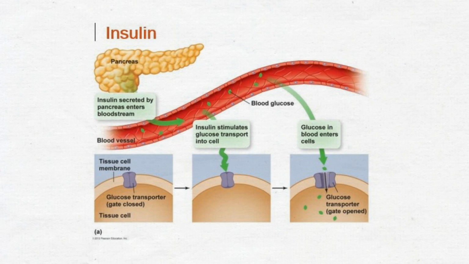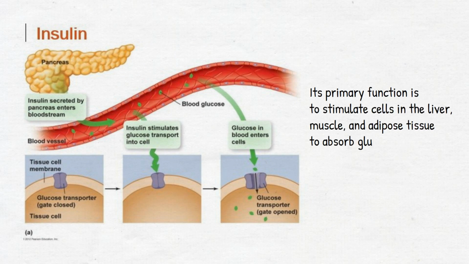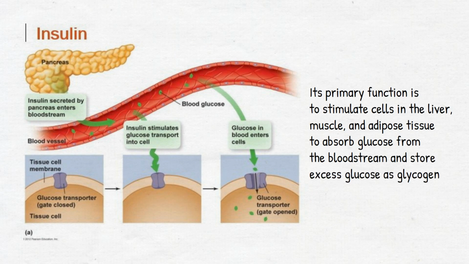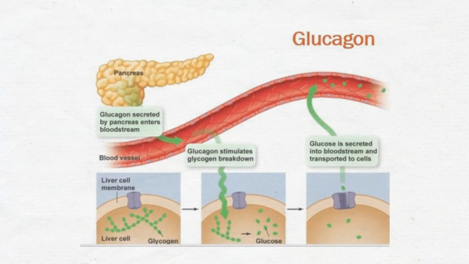Insulin is a hormone that is released when blood glucose levels are high. Its primary function is to stimulate cells in the liver, muscle, and adipose tissue to absorb glucose from the bloodstream and store excess glucose as glycogen. Insulin acts to lower blood glucose levels.